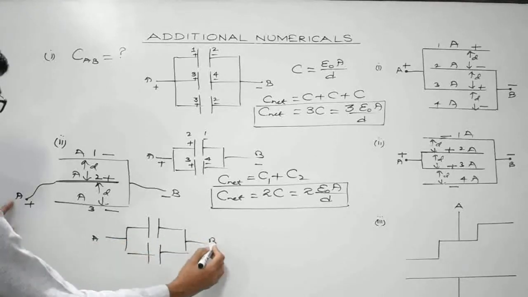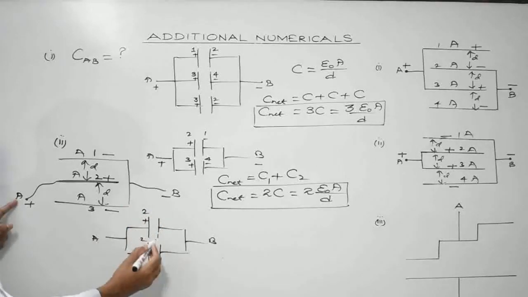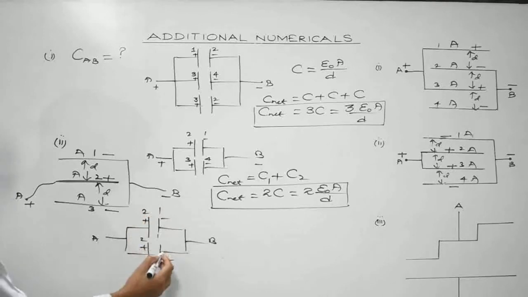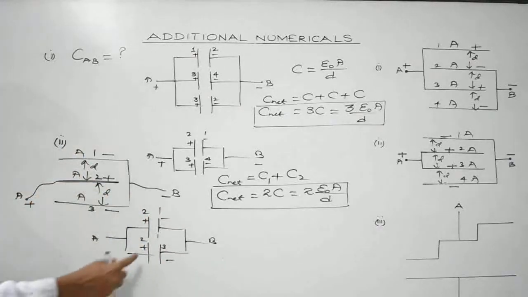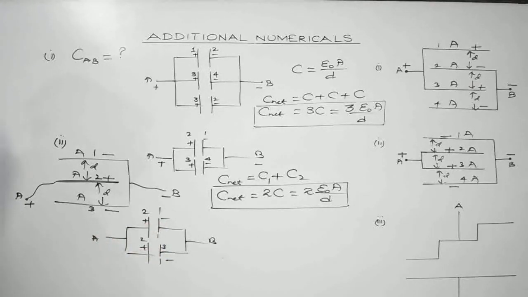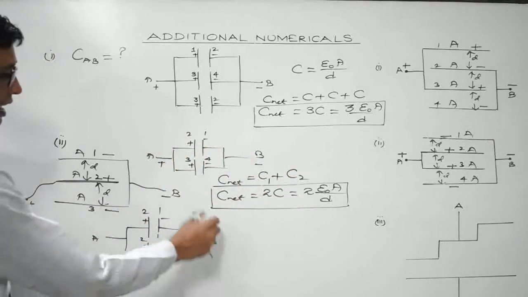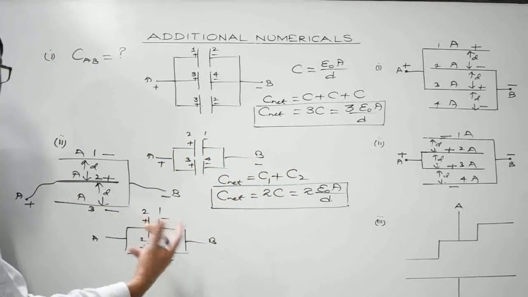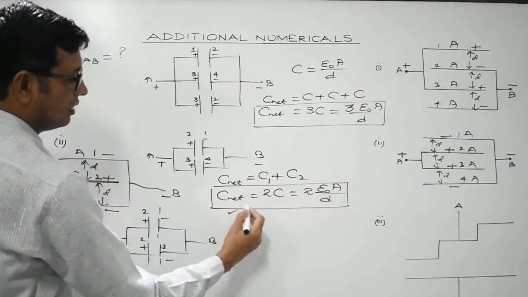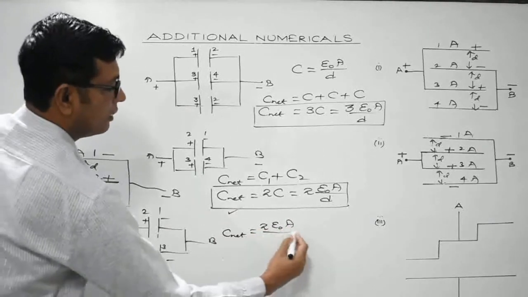Suppose this is point A, this is point B. Point A is at higher potential. This is 2. Point B is at lower potential at 1 and 3. So 2, 1 and 2, 3 are acting as two capacitors connected in parallel. So again we will get the same thing. C net would be given by C1 plus C2, and each capacitor has capacitance of epsilon A by D. Since they are connected in parallel, it will be C plus C, that is twice C. So here also the answer is twice epsilon A by D.